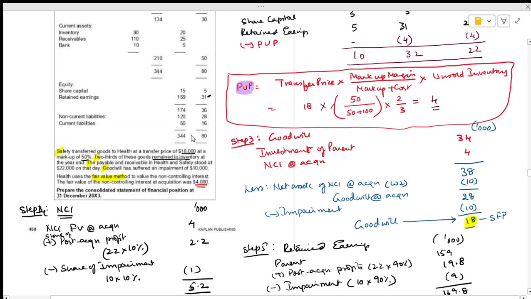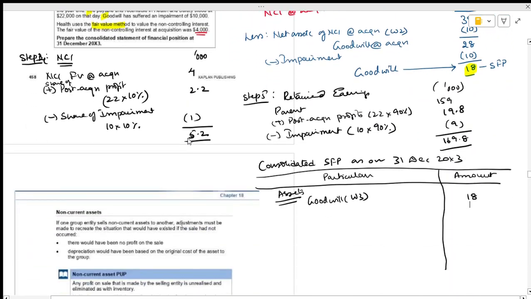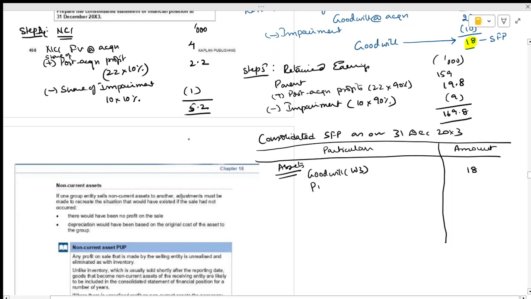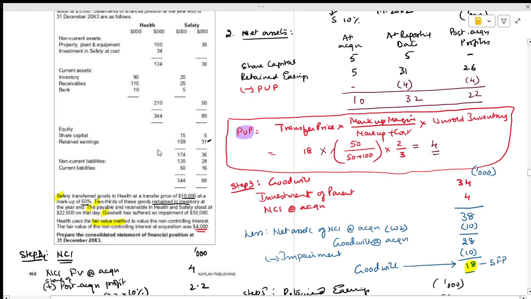Next, what are the things? Property, plant and equipment. How much is there? 100 plus 30, 130. Nothing else is there. Now you understand. Alhamdulillah, I can say you now have a complete picture about this. Is it yes or no?